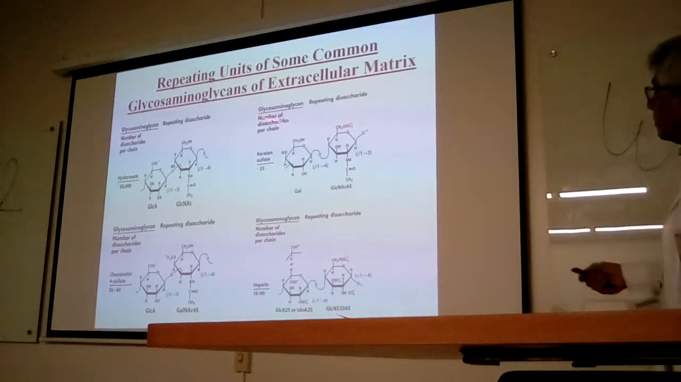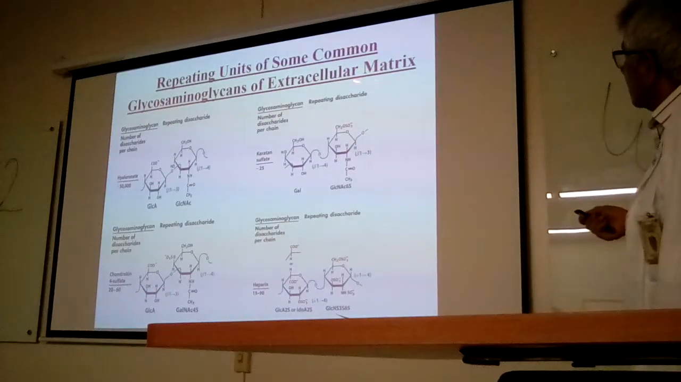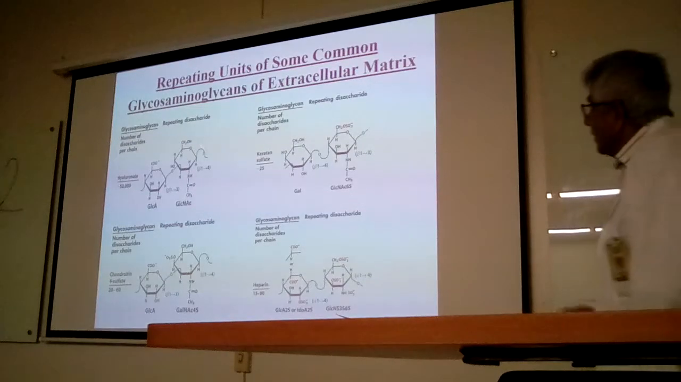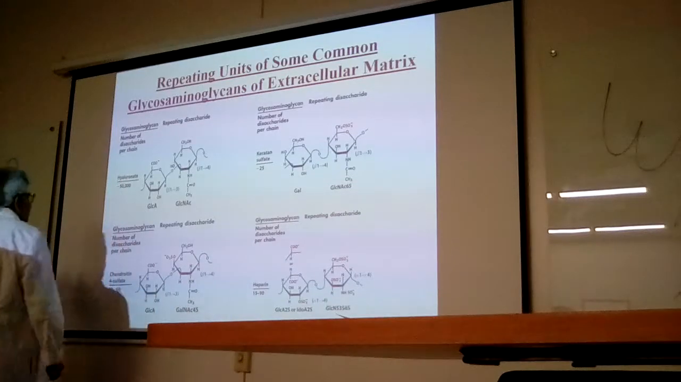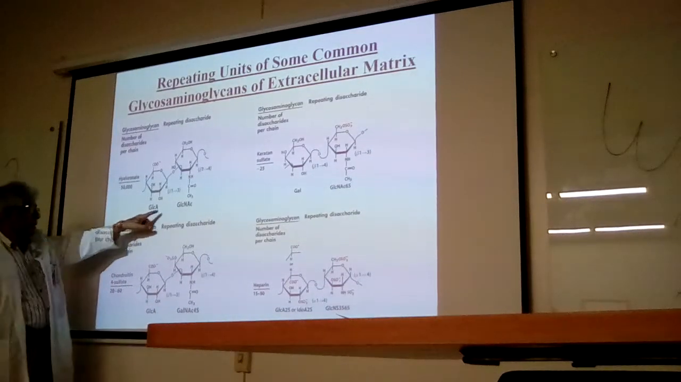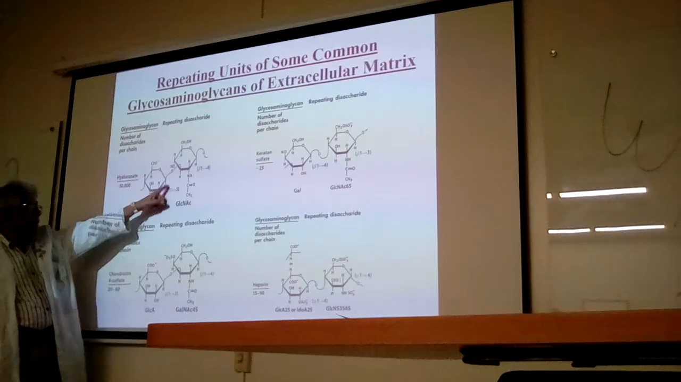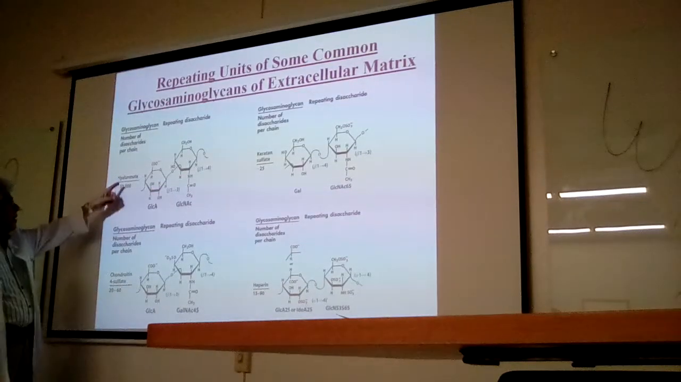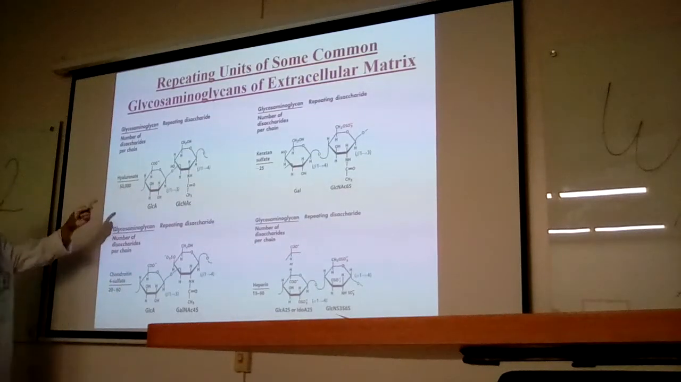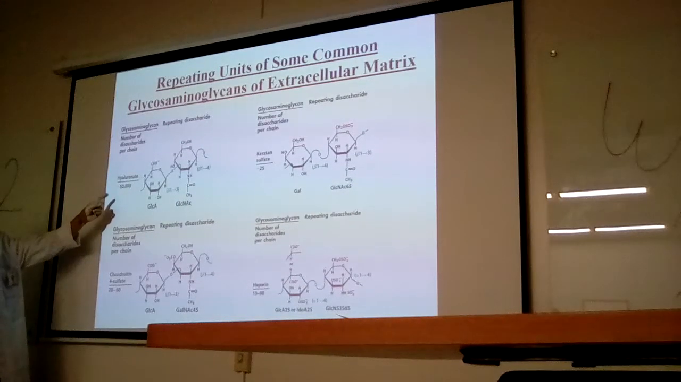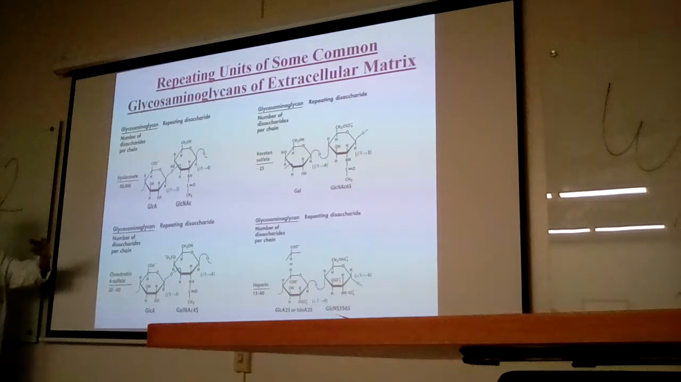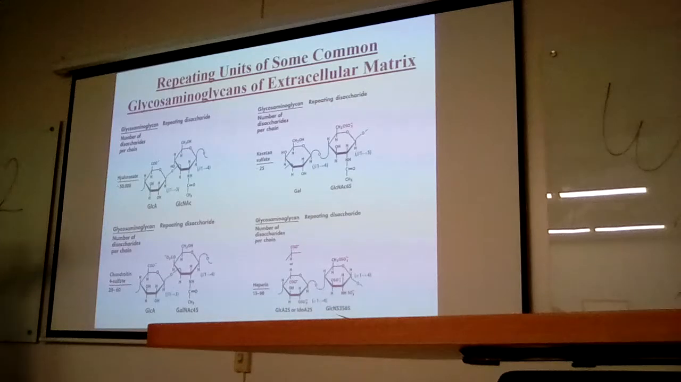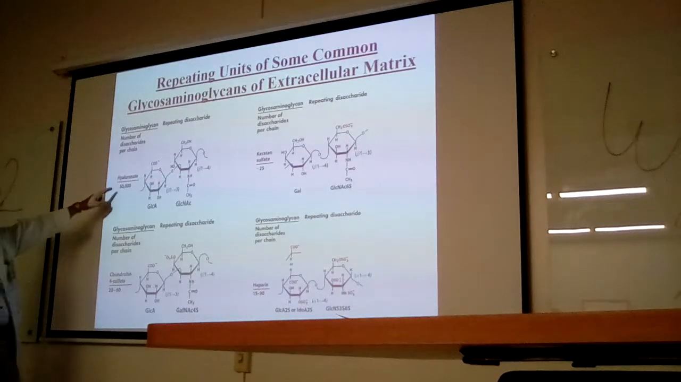Here are some examples of the repeating units of some common glycosaminoglycans of the extracellular matrix. This is hyaluronic acid, glucuronic acid and N-acetylglucosamine, with a beta-1,3 link and then beta-1,4. How many such repeating units are there? It's 50,000 units. Now you can think about the molecular weight. It goes into the hundreds of thousands and millions. So this is the example of hyaluronic acid.